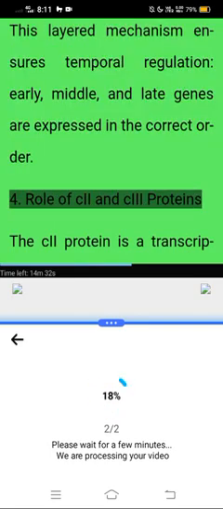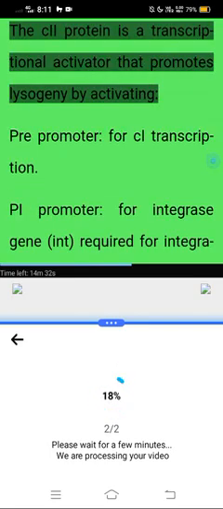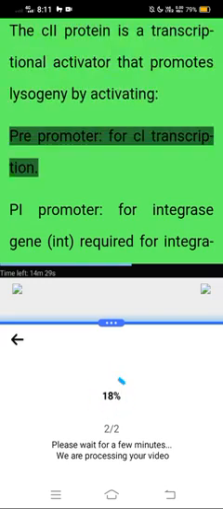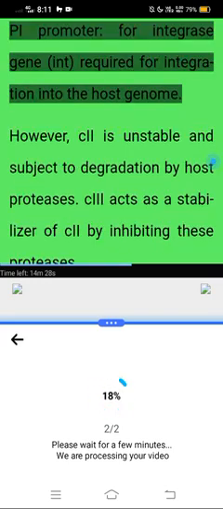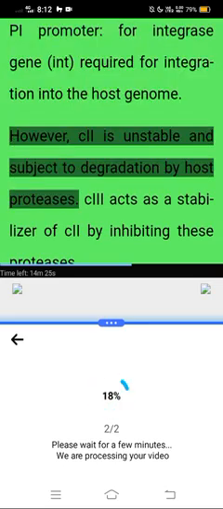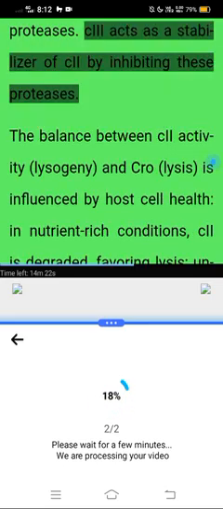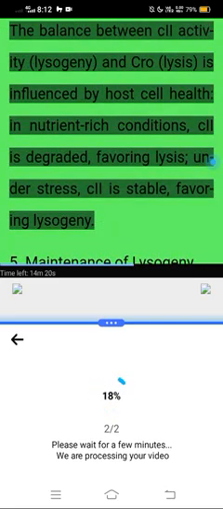Step 4: role of CII and CIII proteins. The CII protein is a transcriptional activator that promotes lysogeny by activating the PRE promoter for CI transcription and the PI promoter for the integrase gene required for integration into the host genome. However, CII is unstable and subject to degradation by host proteases. CIII acts as a stabilizer of CII by inhibiting these proteases. The balance between CII activity, lysogeny, and Cro-driven lysis is influenced by host cell health. In nutrient-rich conditions, CII is degraded, favoring lysis. Under stress, CII is stable, favoring lysogeny.